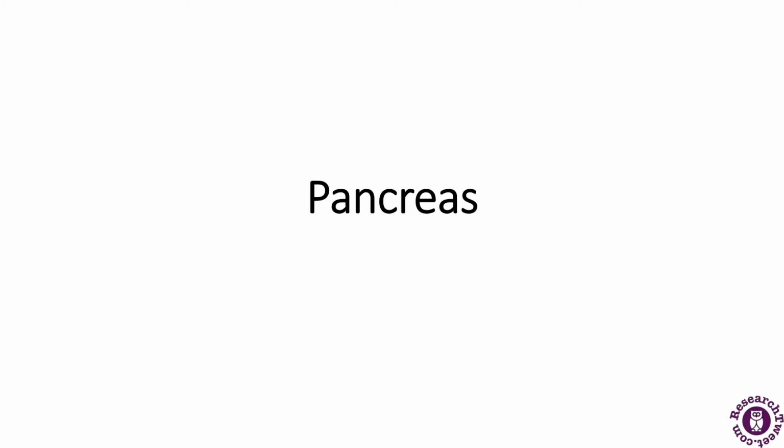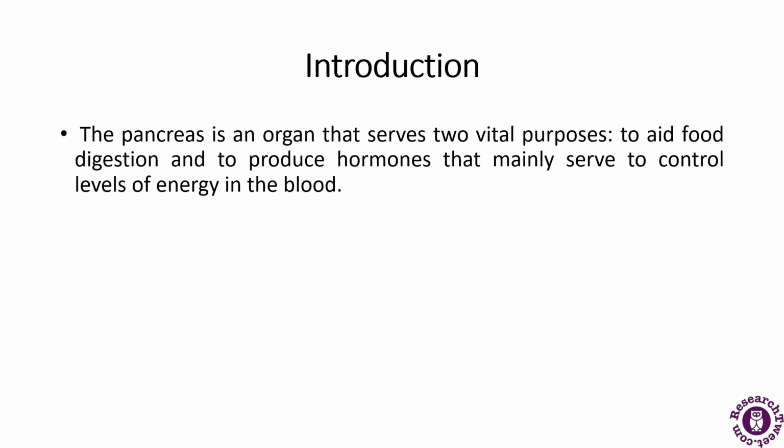Hello everyone. So the next topic which we will be discussing is about the pancreas. So what is the pancreas? The pancreas is part of the digestive system. Let's discuss it. It is an organ that serves two vital purposes. What are the two vital purposes? First, they aid food digestion, and the second is that they produce the hormones that mainly serve to control the levels of energy in the blood.